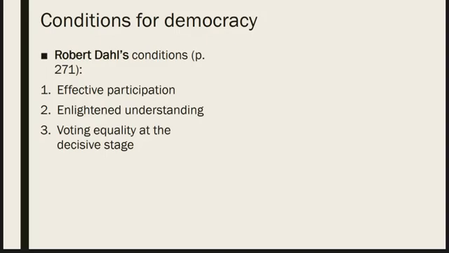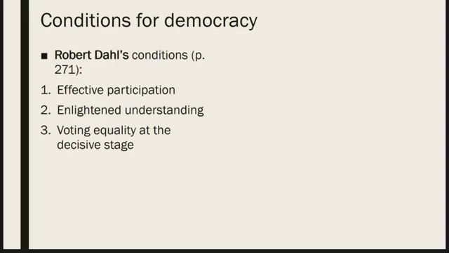The third one is about voting equality at a decisive stage. So citizens must know that they are able to express their judgment and that their judgment will be counted as equal in weight to the judgments of other citizens at a point in the collective decision-making process where it matters. It can't be just an afterthought.